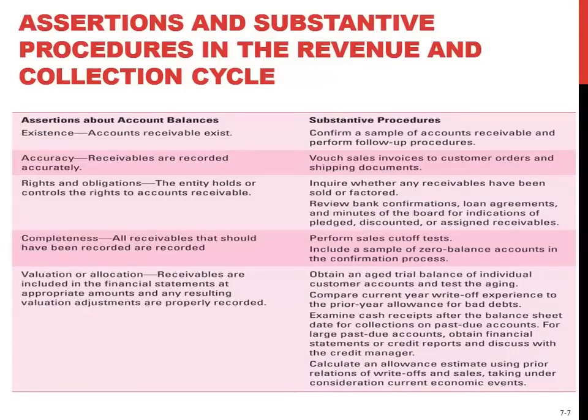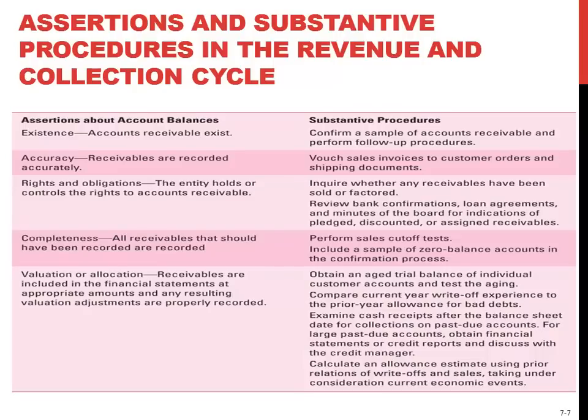Then we have assertions about account balances. The account balances related to the sales and collection cycle would be accounts receivable, cash, and the allowance for doubtful accounts. Those are the accounts in the balance sheet relating to the sales and collection cycle. Let's look at, for example, accounts receivable. You're making assertions about account balances: existence, accuracy, rights and obligations, completeness, valuation, or allocation. Obviously, valuation or allocation deals with the allowance for doubtful accounts, and so the auditor is going to perform substantive procedures.